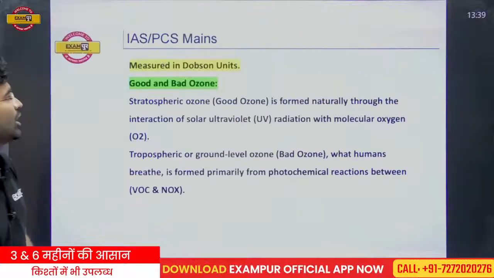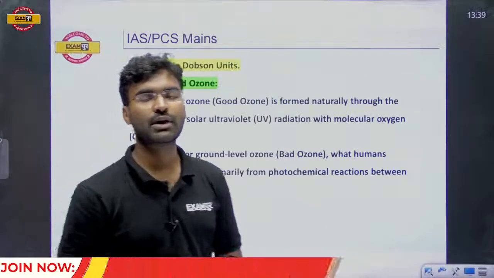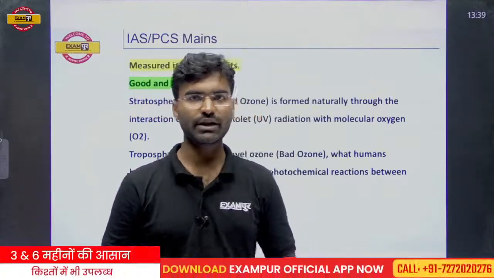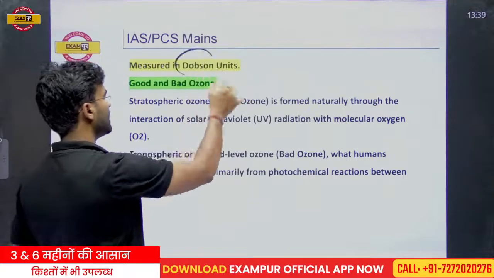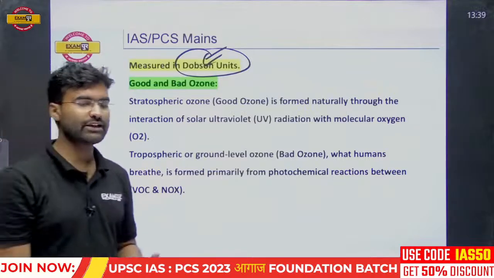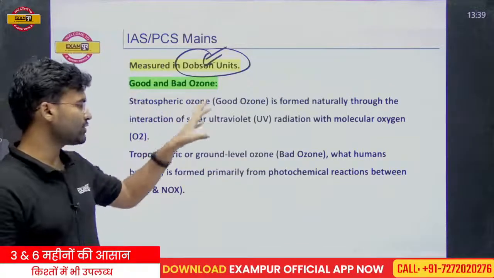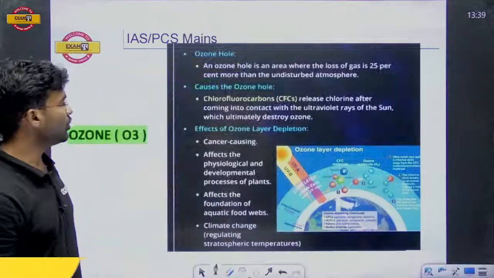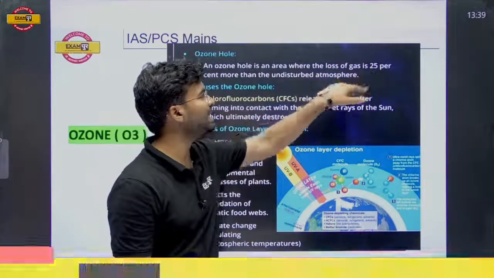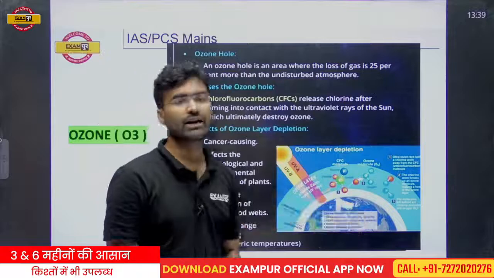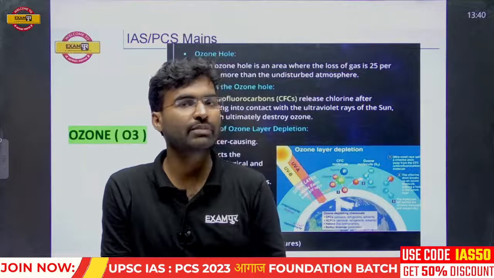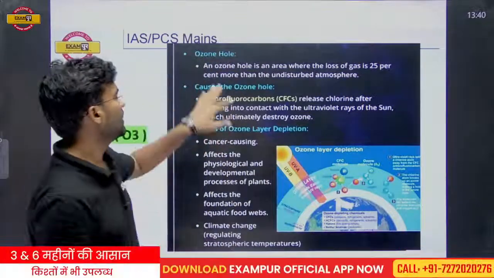The next is the unit in which we measure the thickness of the ozone layer, called the Dobson. It can be asked in your PCS examination. So what is the Dobson? Dobson is the unit which measures the thickness of the ozone. Good and bad ozone, what are they? Ozone hole, what is it? An ozone hole is an area where the loss of gas is 25% more than in the undisturbed atmosphere. If the loss is 25% more than the undisturbed atmosphere, that is called the ozone hole.